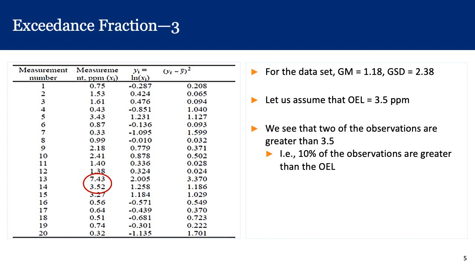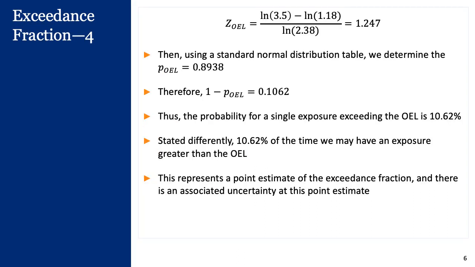What is the actual exceedance fraction? What is the actual proportion of the exposure distribution that is greater than 3.5, the OEL? For this, we need to actually calculate the z statistic corresponding to our exposure limit of 3.5. So this is the natural log of 3.5 minus the natural log of the geometric mean of 1.18, divided by the natural log of the geometric standard deviation of 2.38. And this comes out to be 1.247.